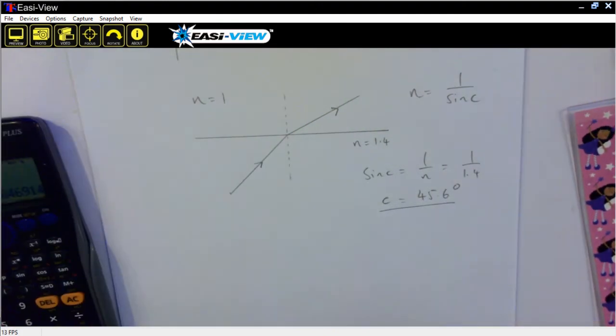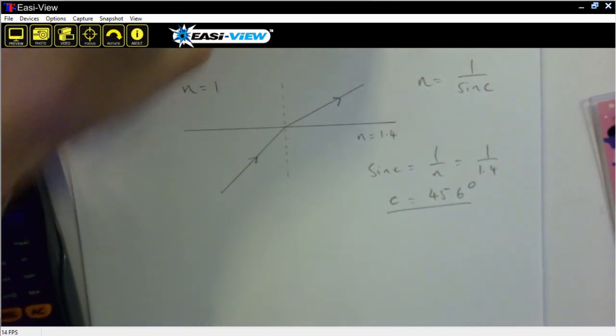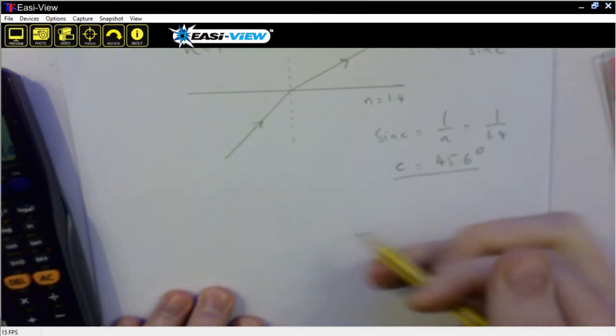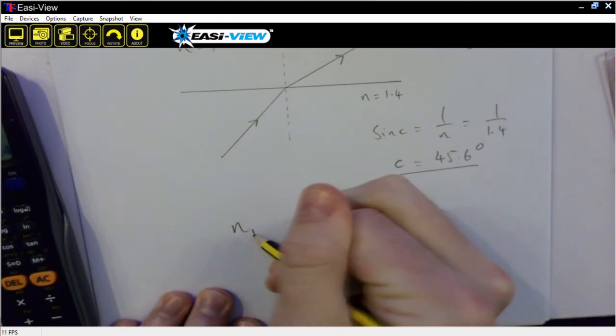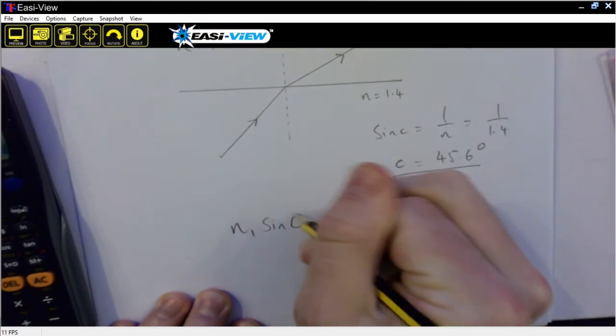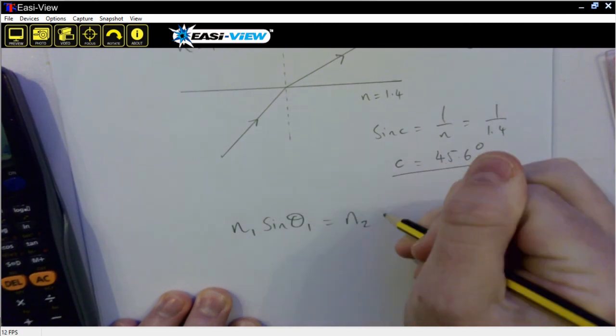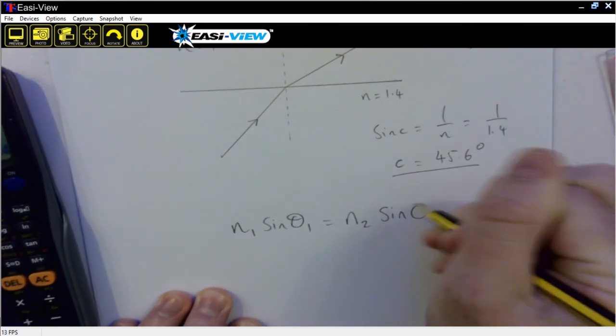So we can use that equation in this situation, but we can't just cross between the two. At A level, we have a more sophisticated, more general version of the equation that works in both situations, which is given as this. The more general formula is n1 sine theta 1 equals n2 sine theta 2.